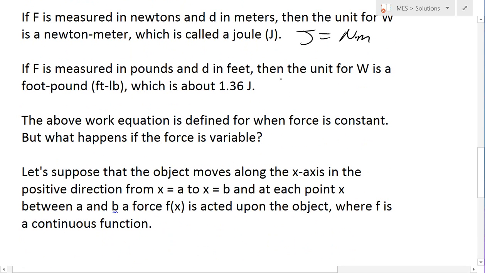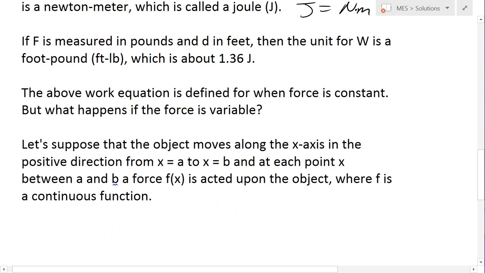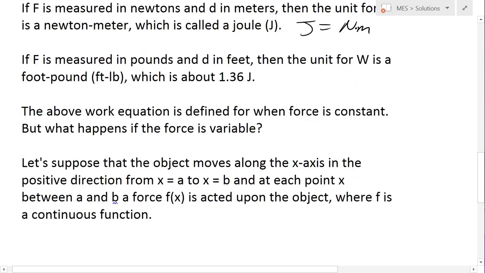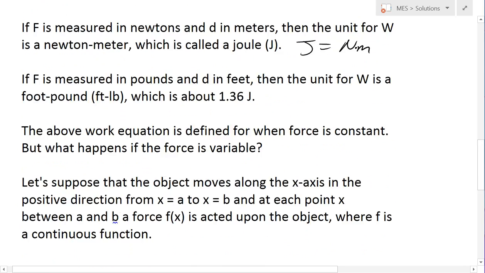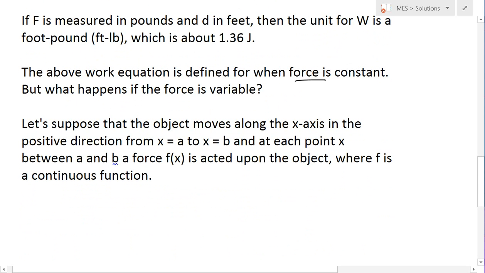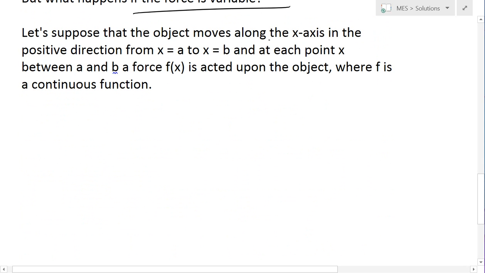But if F is measured in pounds and D in feet, then the unit for work is a foot-pound, which is about 1.36 joules in standard units. Now the above work equation is only defined for constant force. But what happens if the force is variable? Let's suppose that the object moves along the x-axis in the positive direction from x equals a to x equals b, but at each point x between a and b, a force f of x acts upon the object, where f is a continuous function and not necessarily constant.